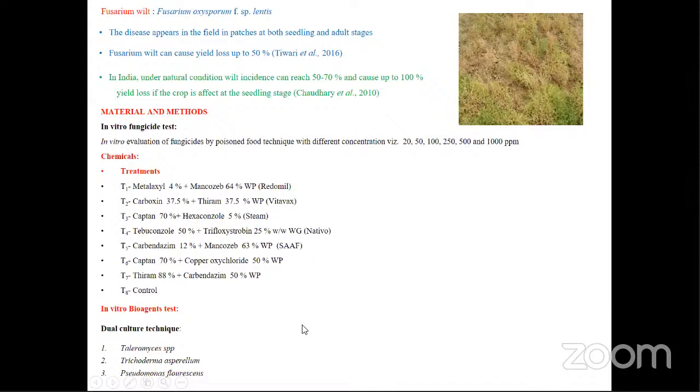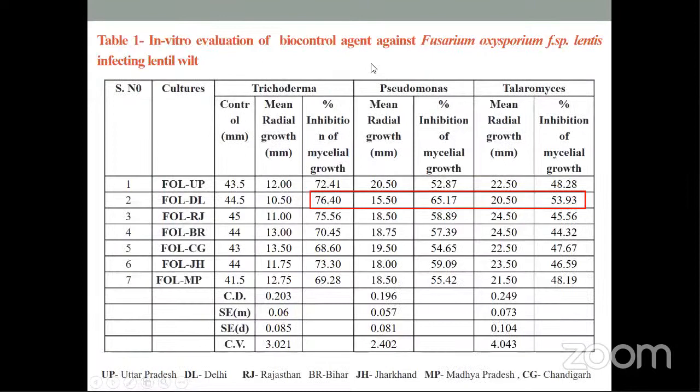In the in vitro evaluation of biocontrol agents against Fusarium oxysporum f. sp. lentis in dual culture, we took six different cultures from different states, like UP, Delhi, Rajasthan, Bihar, and Chandigarh. We found that the percent mycelial growth inhibition was highest with the biocontrol agent Trichoderma as compared to Pseudomonas and the other species. Pseudomonas showed more percent inhibition than the other species.